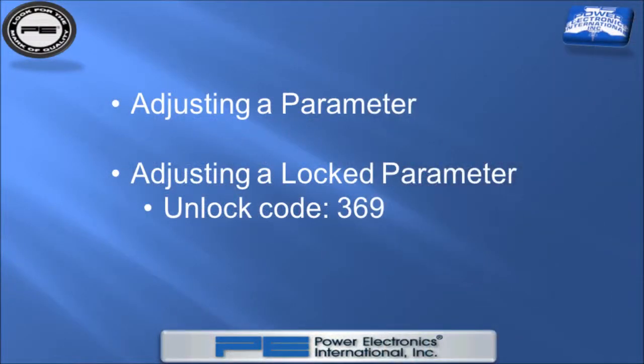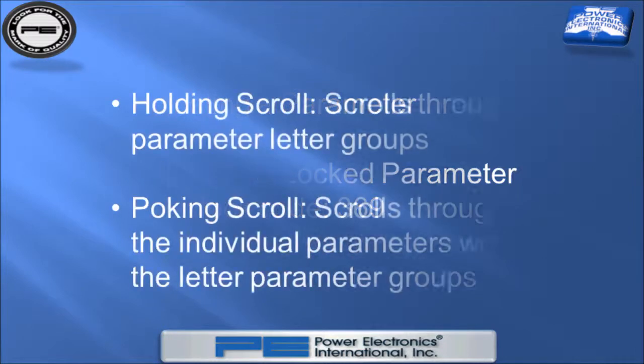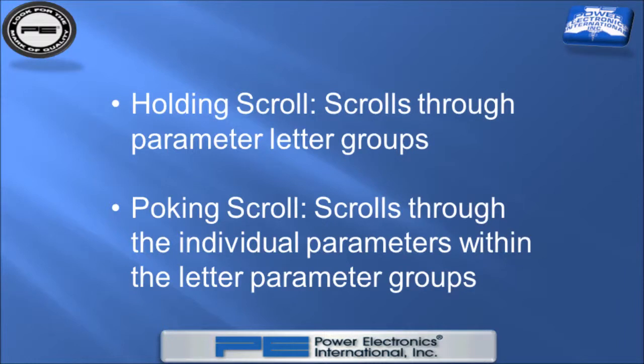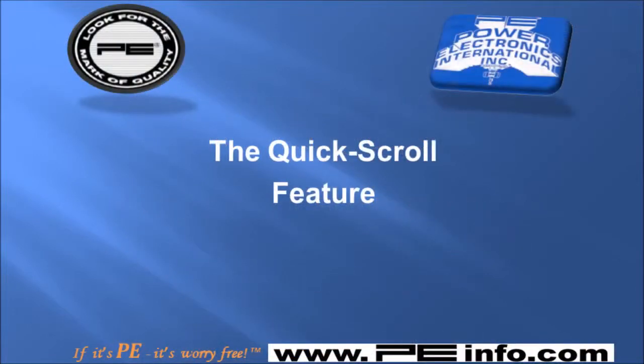You have just seen how you can adjust both a locked and an unlocked parameter. Any other parameter change you might need to make will follow these same procedures. Remember that holding down the scroll button will allow you to scroll through the different parameter groups, and poking the scroll button will allow you to scroll through the individual parameters within the letter groups. Some parameter groupings have many individual parameters within them.